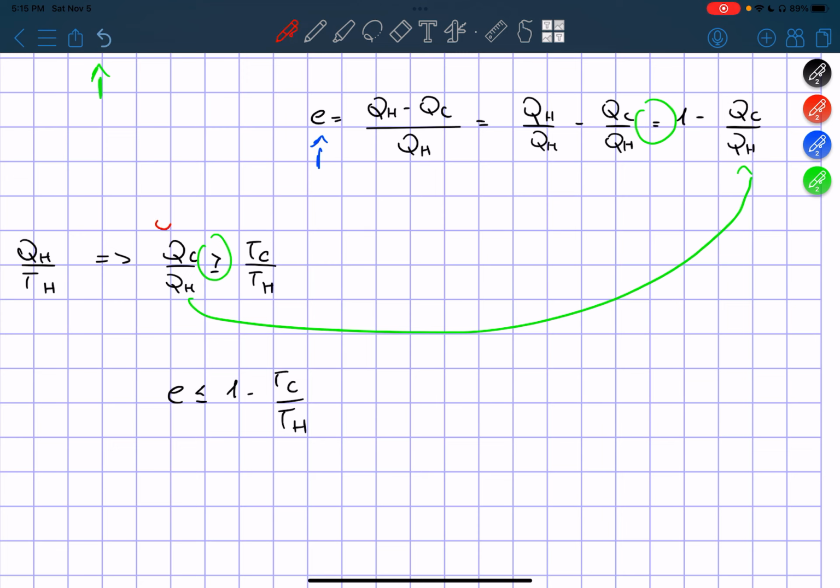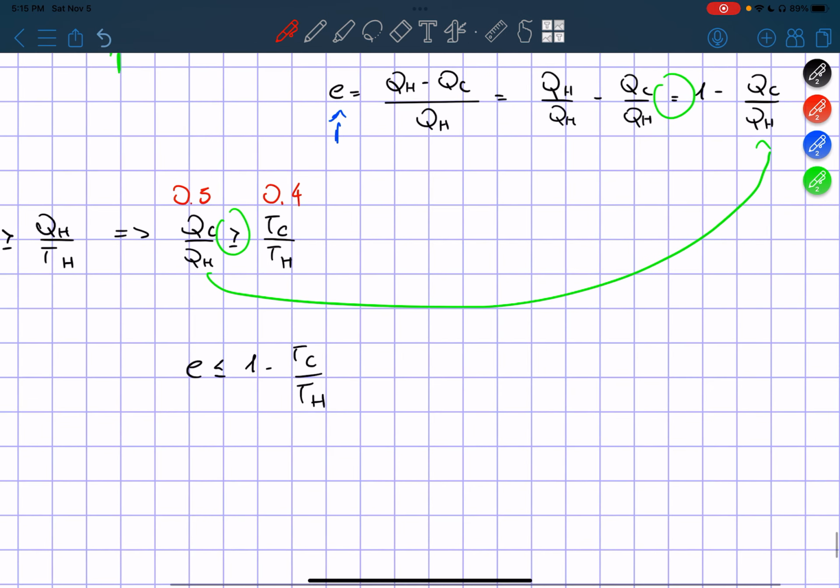We can give it a real value. So for example, we can say that this is 0.5, and therefore the part on the right will have to be 0.4. So efficiency is equal to, let's say, 1 minus, and then we use the initial formula, so 0.5. So it goes to 0.5. Then we say that efficiency is less than or equal to 1 minus 0.4, or that efficiency is less than or equal to 0.6.